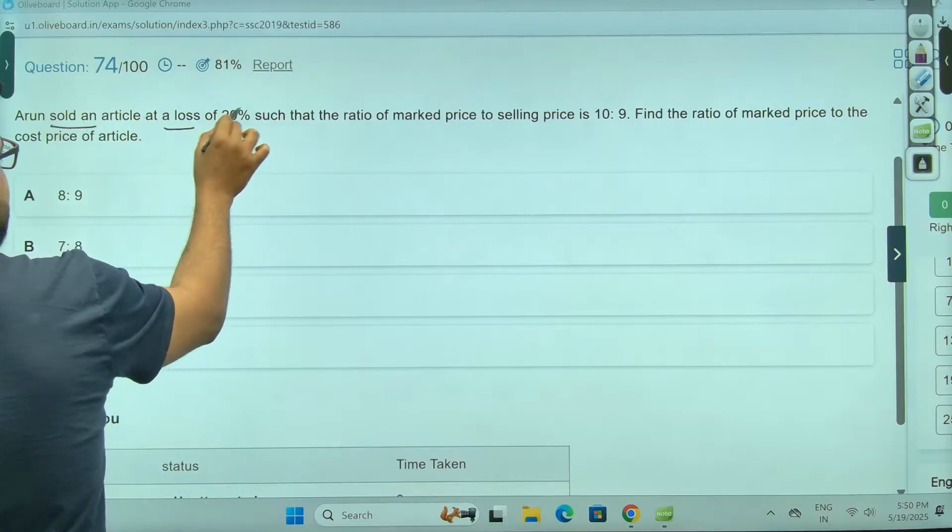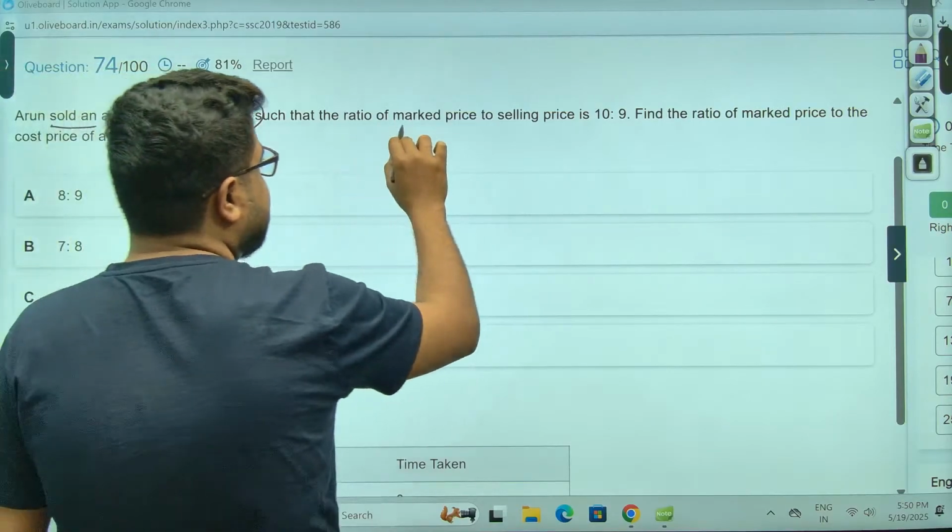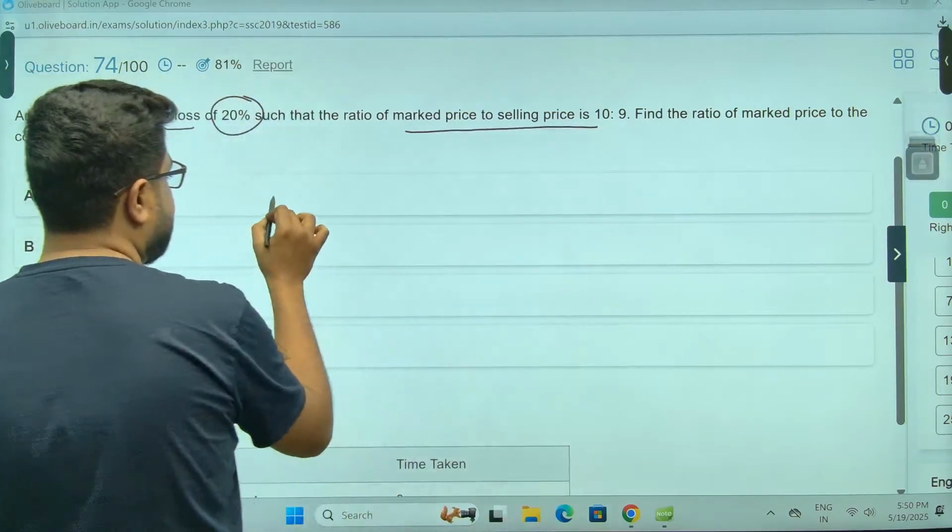Arun sold an article at a loss of 20 such that the mark price, selling price, sir.